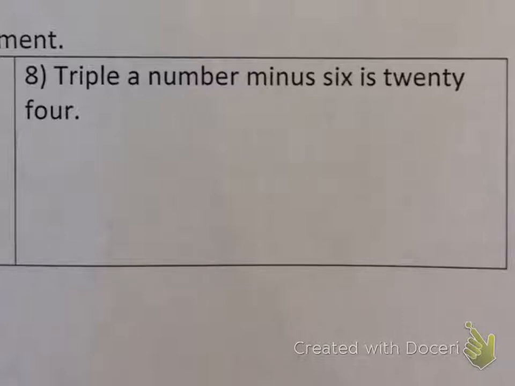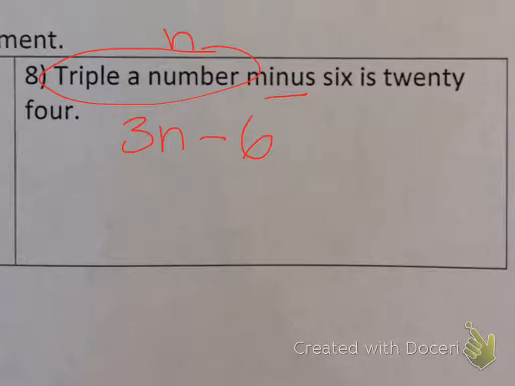All right, number 8 here. I think it's our last problem. It says triple a number minus 6 is 24. So triple a number, let's call the number n again. Triple the number would be 3 times the number. So 3 times the number. Minus is subtract. And it says minus 6, so subtract 6. Is 24. Is again is an equals 24. So 3n minus 6 equals 24.